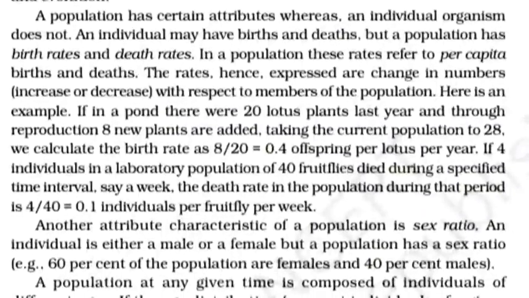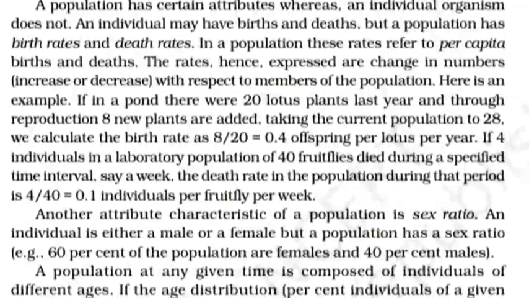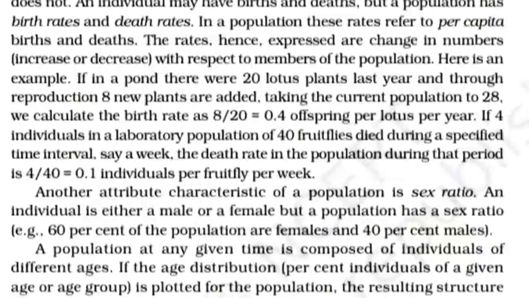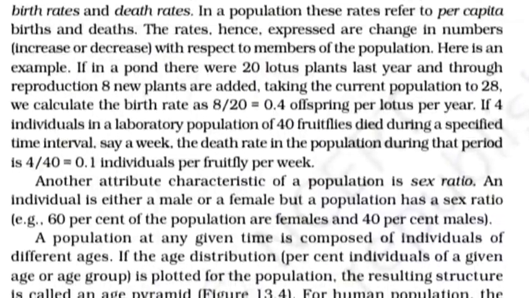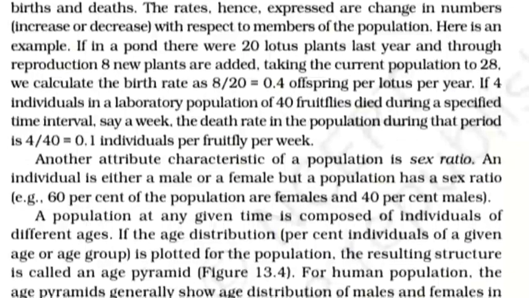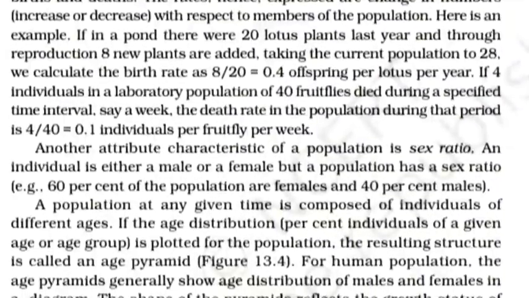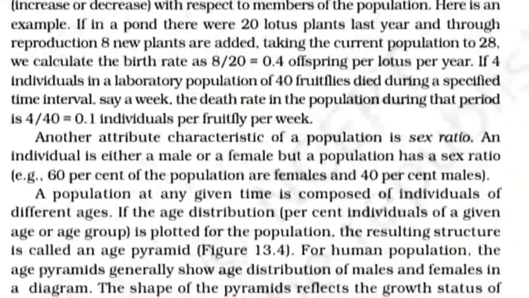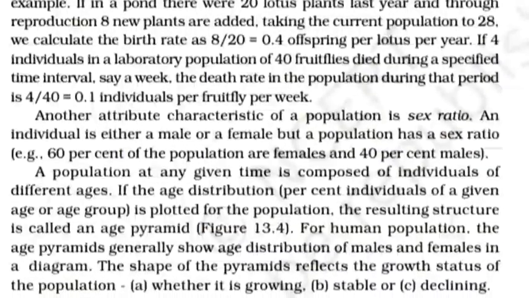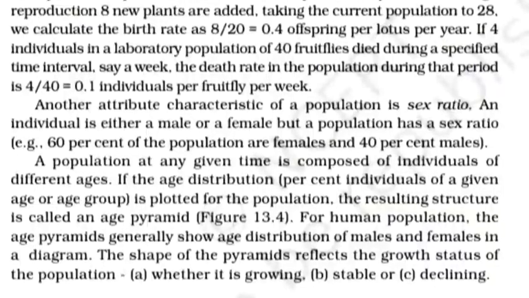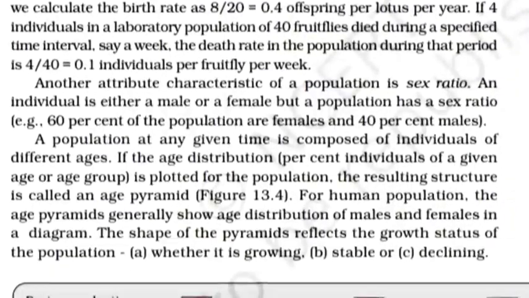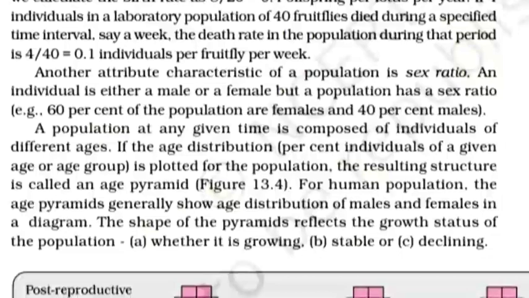The rates hence expressed are changes in number, increase or decrease with respect to the members of the population. Here is an example: in a pond where there were 20 lotus plants last year, through reproduction 8 new plants are added, taking the current population to 28. We calculate the birth rate as 8 by 20 equals 0.4 offspring per lotus per year. If 4 individuals in a laboratory population of 40 fruit flies die during a specified time interval, say a week, the death rate in the population during that period is 4 by 40 equals 0.1 individual per fruit fly per week.